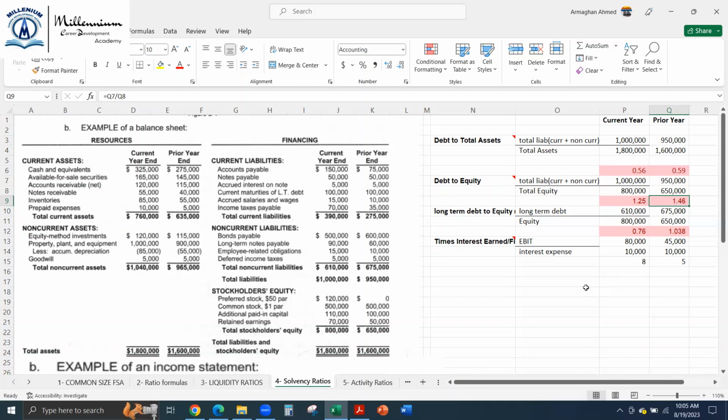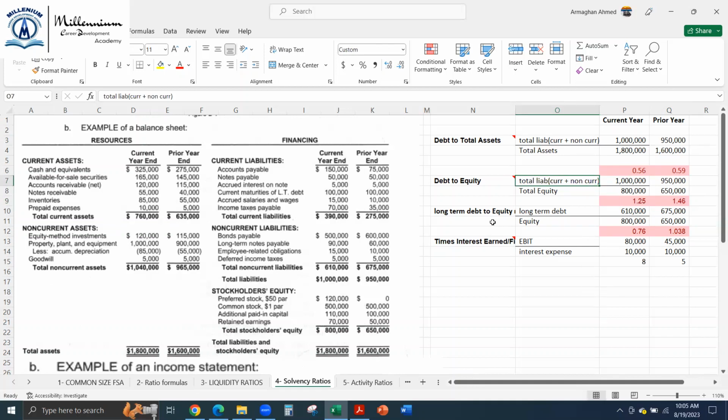Looks like it is getting better also. Liability to equity: before, if equity was $1, liability was 1.46, right? Now, if equity is $1, liability is 1.25. So liability is reducing. That's better, right? Yes, that is better.